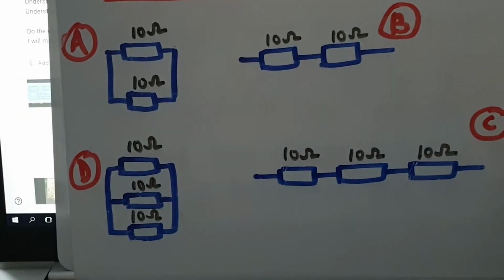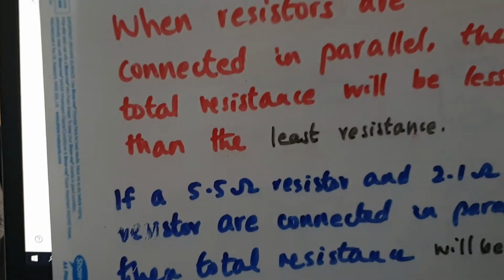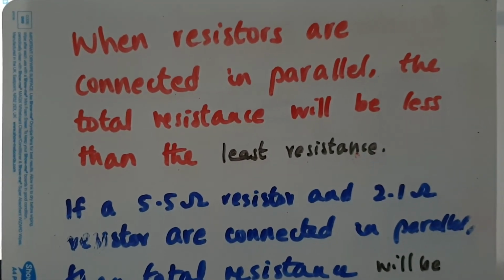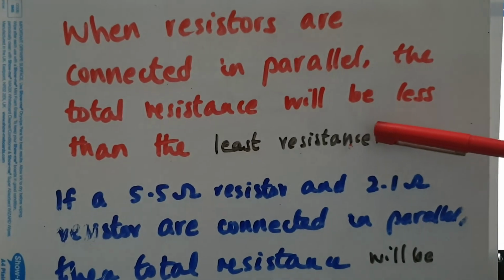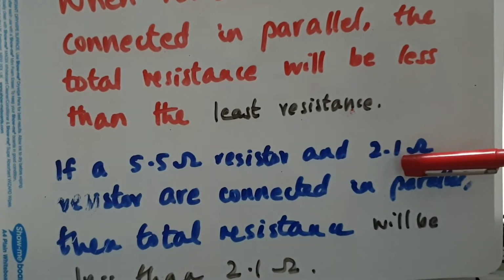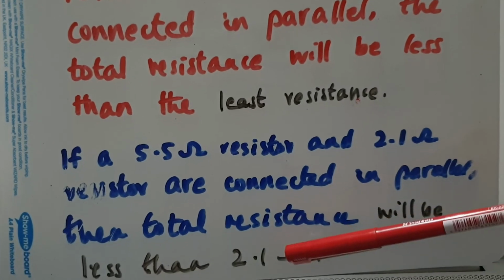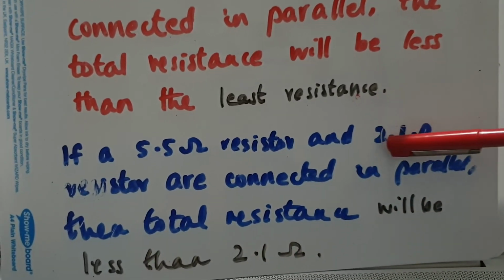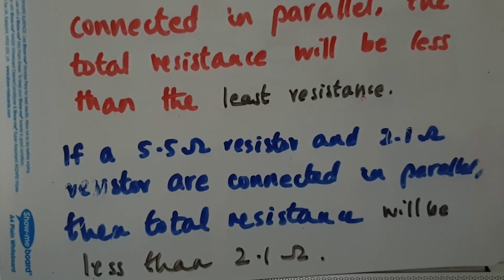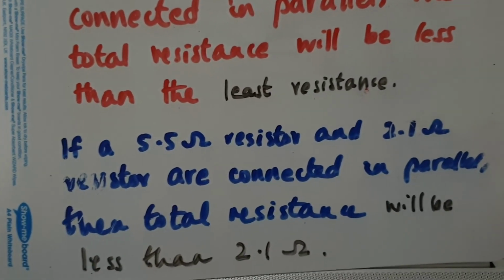That's the smallest resistance. Then there's one more thing that I wanted to show you, and that is when resistors are connected in parallel, the total resistance will always be less than the least resistance. One of the questions you had was if you have a 5.5 ohm and a 2.5 ohm resistor connected in parallel, then the total resistance will always be less than the smallest number. Your smallest number is 2.1, so it'll be smaller than 2.1. In year 12, we teach you a formula to calculate the total resistance in parallel, but for year 11, you don't need to know that.